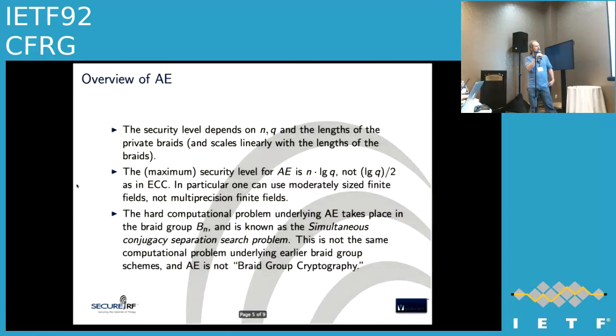All right, so the security level, of course, depends on the parameters, in particular on n and q. N is the size of the matrices and the number of strands in the braids. Q is the finite field, and the lengths of the braids. And it scales linearly with the lengths of the braids. So this is where the linearity comes in. The maximum security level that can be attained with this particular set of parameters is n times log of q, not log of q over 2 like in ECC.